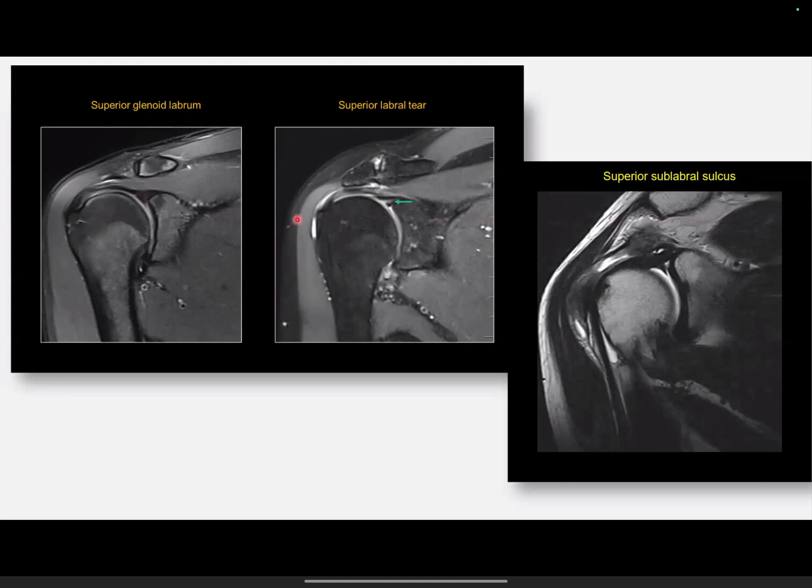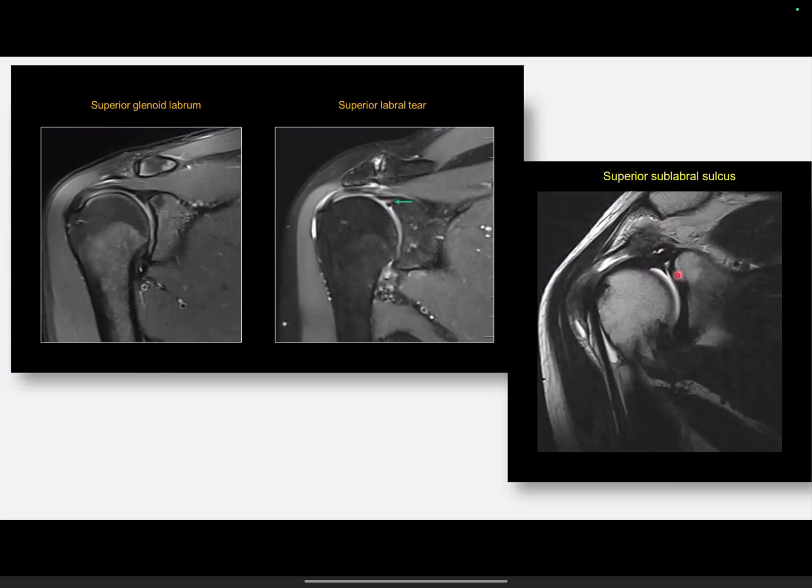You can see these two coronal images. On the PDFS image, you can see this triangular T2 or PDFS hypointense signal is intact. But here you see that hyperintense signal is arising from the medial side and extending into the biceps labral complex. But in this third image, this signal intensity is very smooth and it's extending towards the glenoid. Whenever any hyperintense signal is extending towards the biceps tendon anchor complex, that is basically a tear. And if it's going towards the glenoid, then it's a sublabral recess or superior sublabral sulcus.